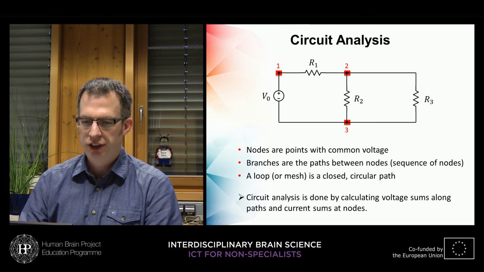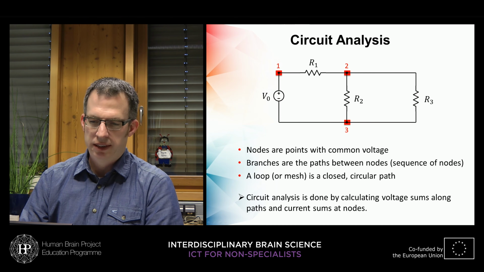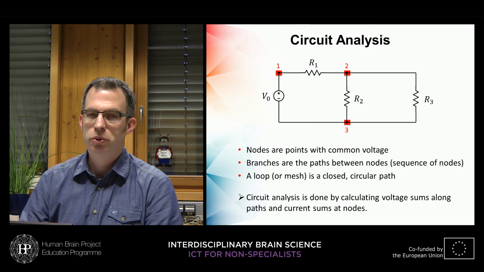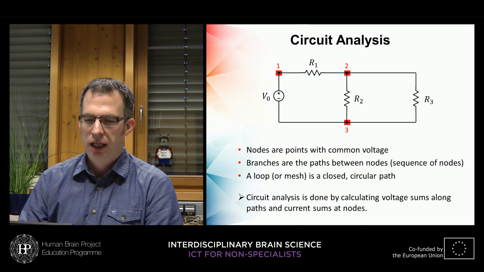We can then have branches between these nodes, like from here to here, or from here to here, or from here to here and back. And these are paths between nodes. One branch is a path between two or several nodes. And a loop is a closed circular path. That's what we call a loop.